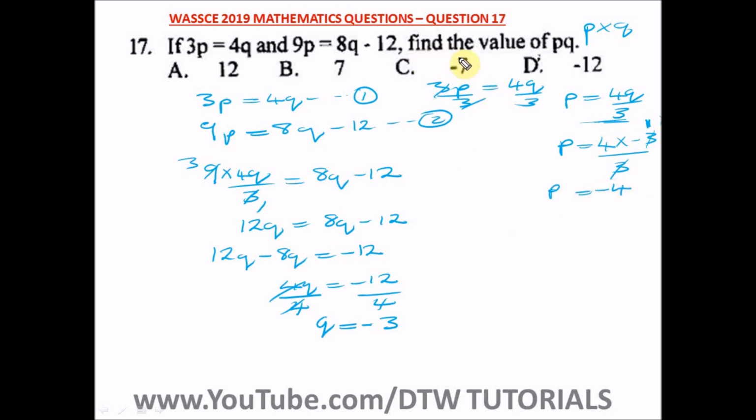So, our question has asked us to find the value of p and q, that's p times q, and p is minus 4, and q is minus 3. So we have here minus 4 times minus 3. And what would that give us? A minus multiplying a minus would be a positive. And 4 times 3 will give us 12. So we have 12 as an answer, positive 12. And our right option here is option A.